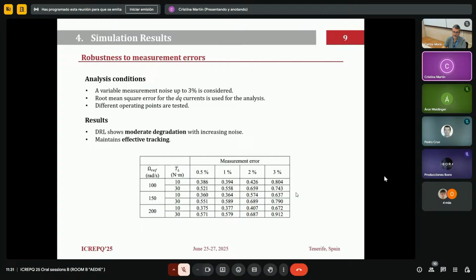We also tested the robustness of the controller to measurement error up to 3%. In this case, the root mean square error of the currents is used as a representative figure of merit, and the results show that a moderate performance degradation appears with increasing error, but maintaining an effective system regulation. So we can say that the controller is robust to this noise in the measurement.